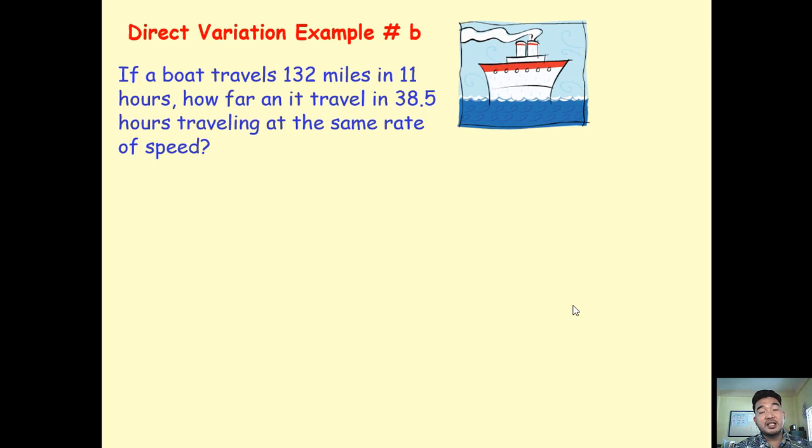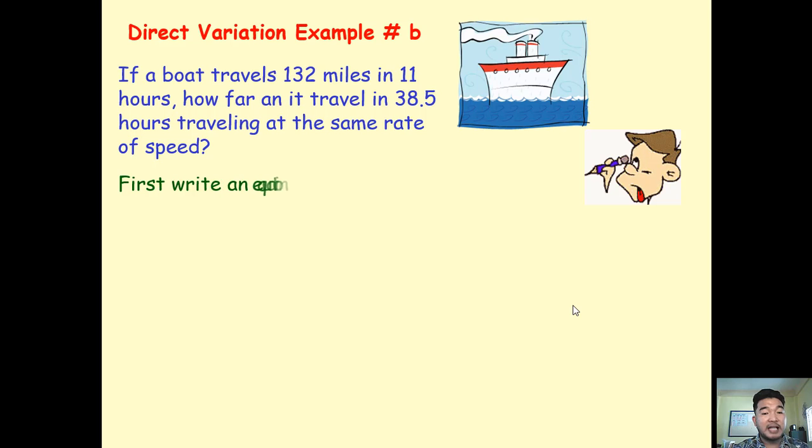Again, if you want to try this problem, just pause the video, and if you want to check if your answer is right or wrong, just continue playing the video. The first step is to write an equation here. So our y is the length, kung gaano kalayo yung na-travel, the distance, and our x here is the number of hours, and we are looking for the k or the constant of variation. Ito yung gaano kalayo ang natatravel ng isang boat sa loob ng isang oras.